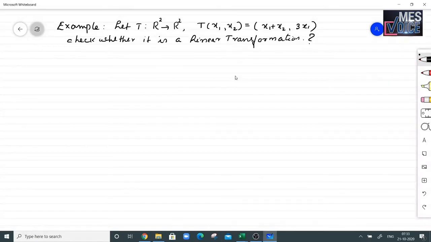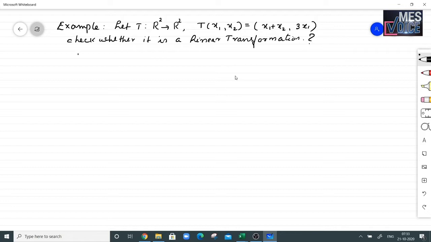Let us go through an example. Let T from R square to R square be defined by T of (x1, x2) is equal to the ordered pair (x1 plus x2, 3x1). Let us check whether it is a linear transformation or not.